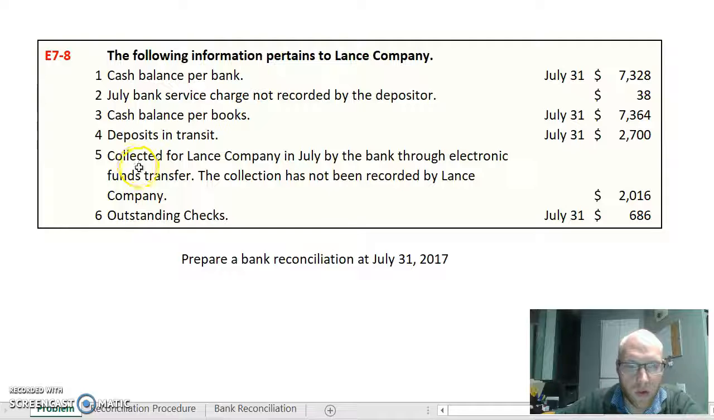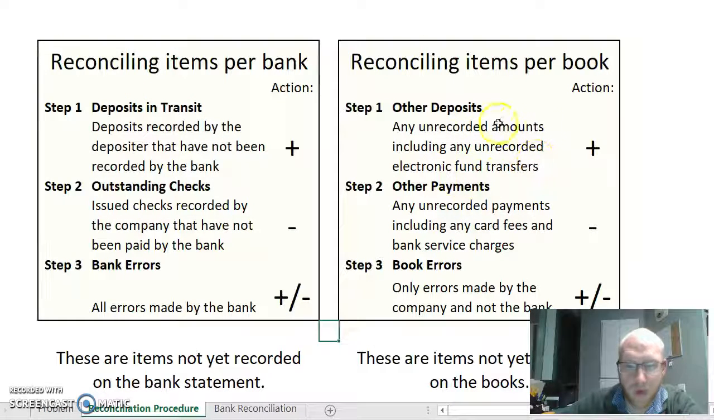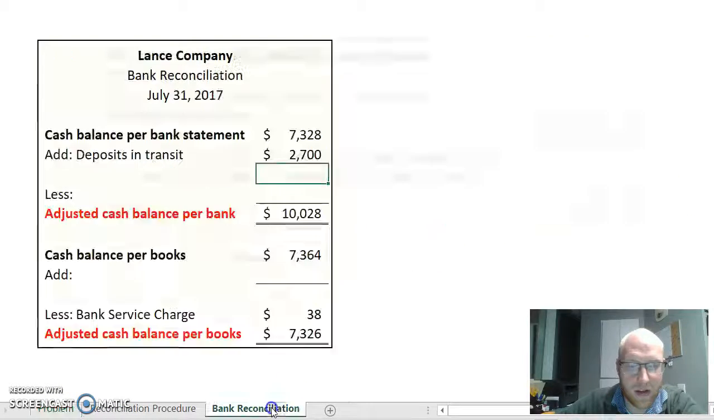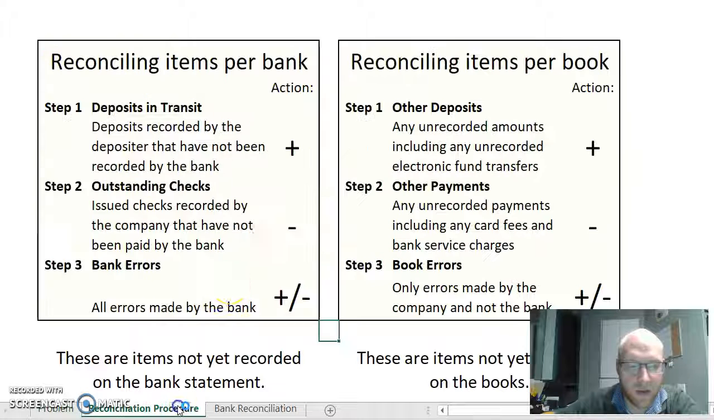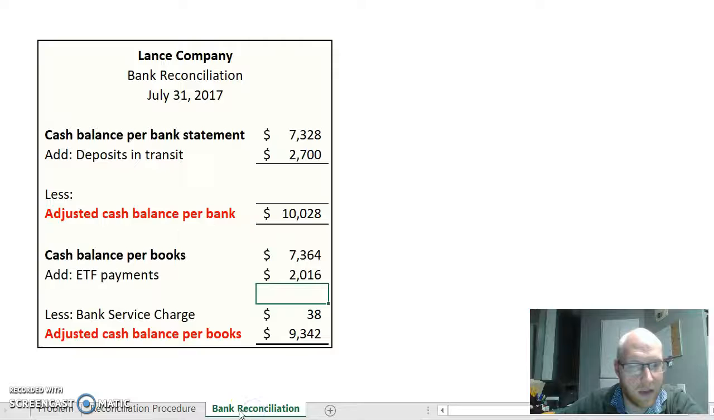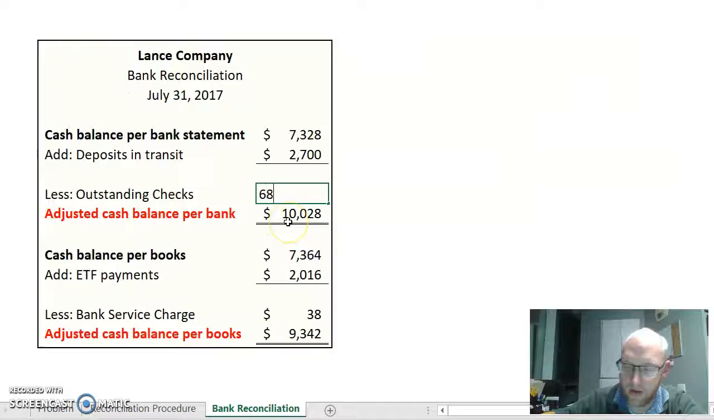Step five, for electronic fund transfers collected by the bank that we have not yet put on the books. As you see, that shows up in step one, other deposits that we have not yet put on the books. So we need to add it to that. And that amount is $2,016. So we need to add it to the books for $2,016. Now the last thing is the outstanding checks. As we come here, we see that outstanding checks fall under step two of reconciling items per bank. So we need to deduct it from the bank statement. So that shows up right here. And the amount was $686 again.